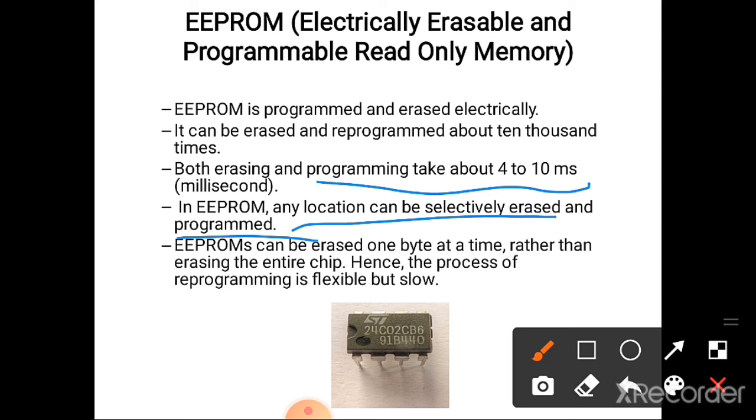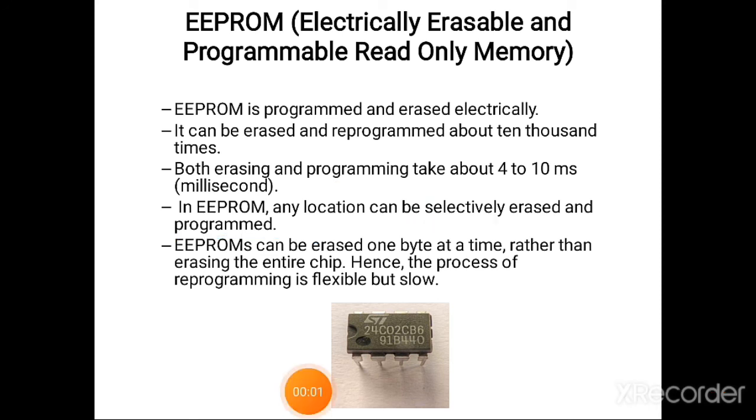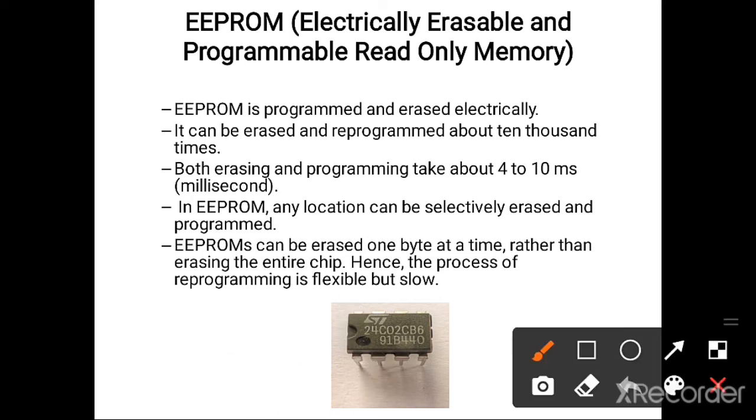And if we want to reprogram that portion, that is also possible in EEPROM. This EEPROM can be erased one byte at a time, so we can erase one byte rather than erasing the entire chip. The process of reprogramming is flexible, but it is slow. So that's all about ROM and different types of ROM. Thank you.